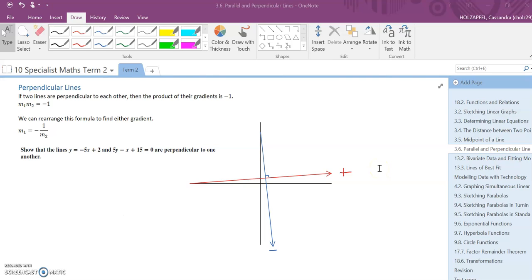Hi guys, welcome back. We've just started our lesson on parallel lines, so we're going to finish off now and talk about perpendicular lines. So let's jump in. I've got two lines here that are perpendicular to each other. So perpendicular just means that they're at right angles.